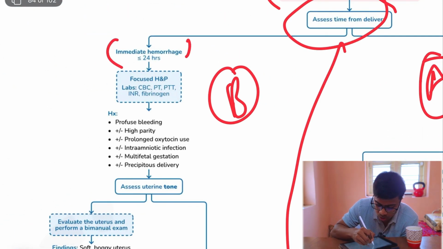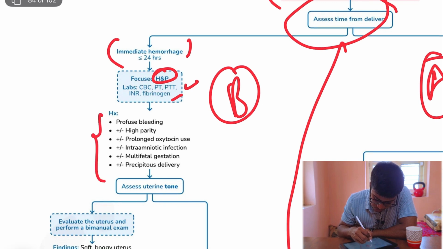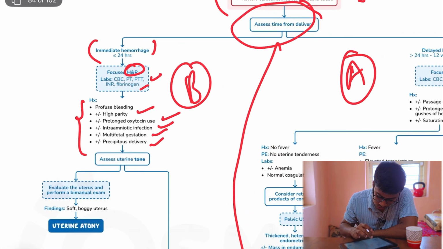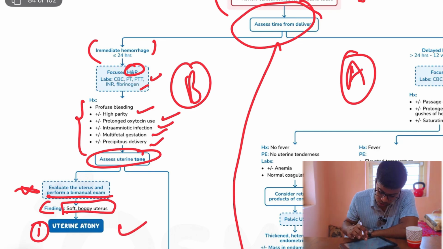So less than 24-hour hemorrhage, that is immediate hemorrhage. Focus on again history and examination. CBC, PT, PT/INR, fibrinogen. So profuse bleeding history is the high parity, prolonged oxytocin use, intra-amniotic infection, multifetal gestation, and precipitous delivery. If among these at least 2 or 3 are there, then we can go towards the PPH algorithm. So assess uterine tone, then evaluate uterus and perform bimanual examination. Finding soft and boggy uterus, then uterine atony, that is one case, uterine atony, boggy and soft uterus.